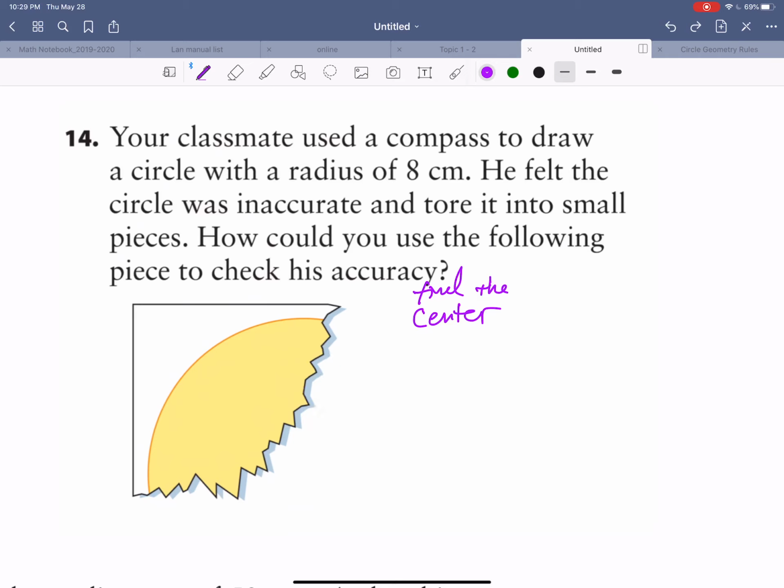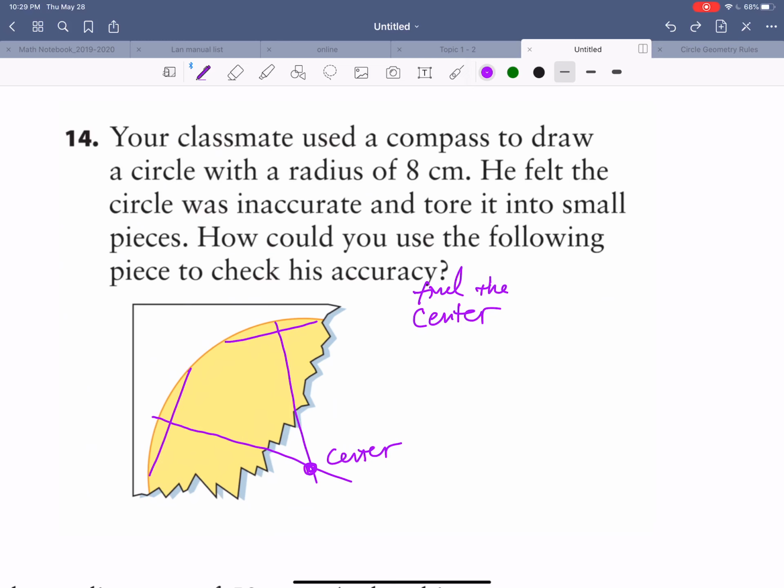Using our chord rules. If you have two chords here, draw a perpendicular line that bisects each one. Wherever they intersect will be the center of the circle, and then just measure this length here, whether it's 8 or not. This kind of question is not really a testable question, but as long as you understand how to use the chord rules, you're good to go.